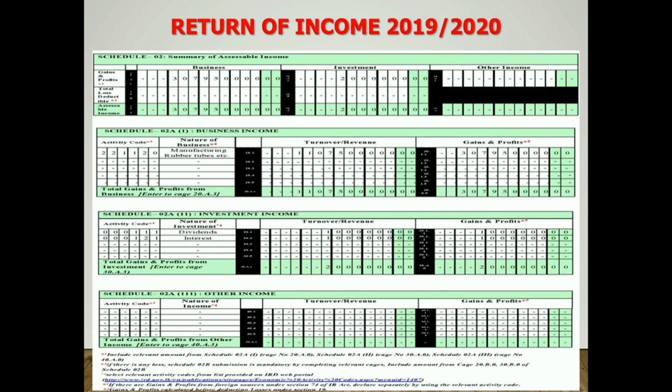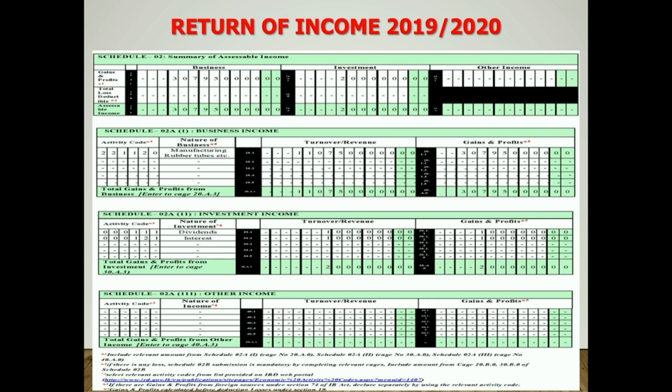When you are filling the Schedule 2, first you should fill the relevant subschedules. So we'll start from subschedule 2A1, and it is available to declare your business income. Then you have to mention the activity codes, nature of the business activity, turnover and the gains and profits. Details of activity codes you can download from the Inland Revenue website, and the link is also available there at the bottom of the page.